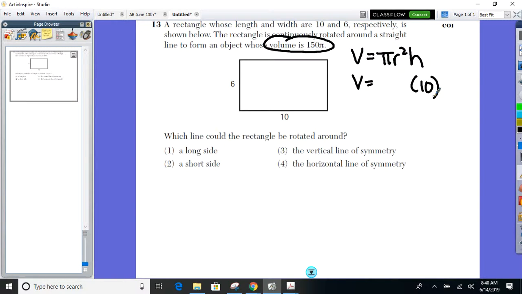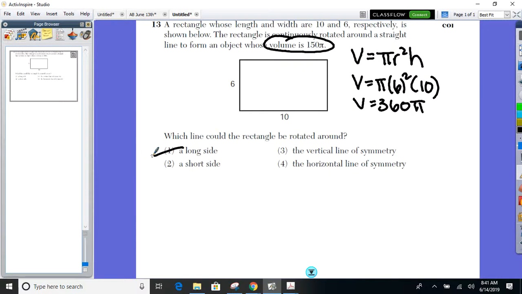Now think about it. Rotating around the 10, what's the 6 going to act as? That's the radius, because there's going to be 6 here and another 6 on the other side for a full 12 for a diameter. So I'm just going to leave 6 squared here. And if you do that, I believe that's 360 pi. My math's correct. So it's not going to be the long side. I do it for the short side now.